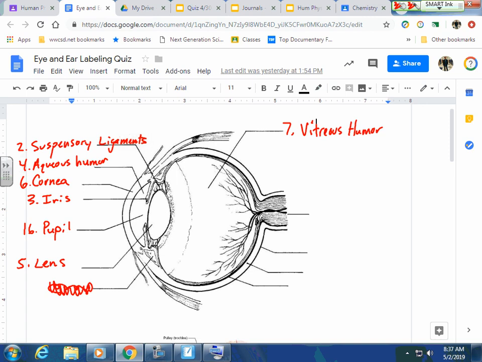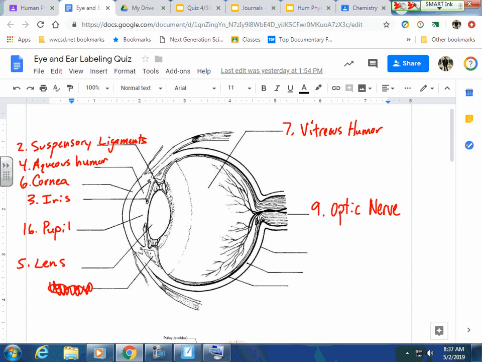Number 8, fovea centralis. Number 9, optic nerve. That is on here. Optic nerve, number 9. Okay, let's see. Number 10 is optic disc.